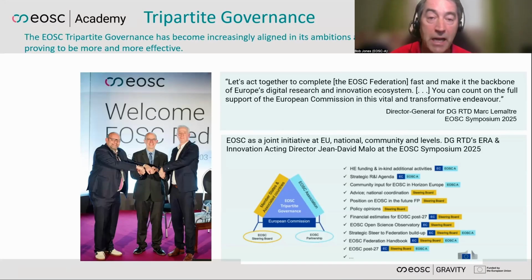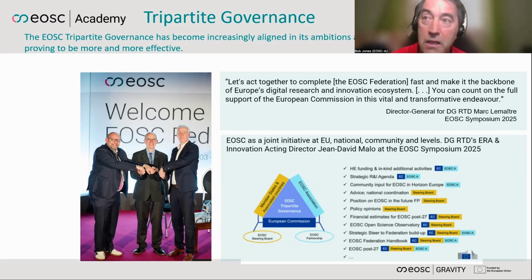So here we see a picture taken from the symposium where the representatives of the tripartite came together on the stage, and the 3 parts of the tripartite, which is the overall governance model, governing body for the Federation, include the European Commission, and you can see that in the triangular form in the middle of the side. There's the European Commission, there's the EOSC Association, which represents the research communities with its more than 250 members and observers. It's bringing in the voice of those different research communities into the decision-making process at the highest level.